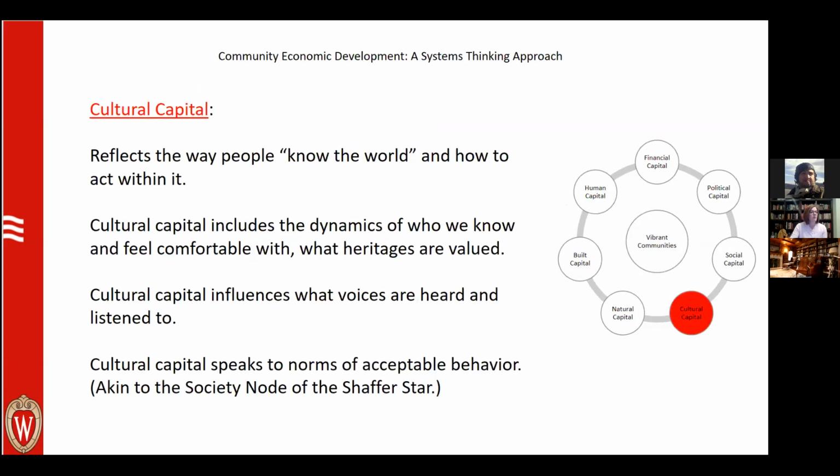Culture, how we know the world. My wife is a sociologist, and whenever I talk about culture, she always says I'm talking about it wrong.